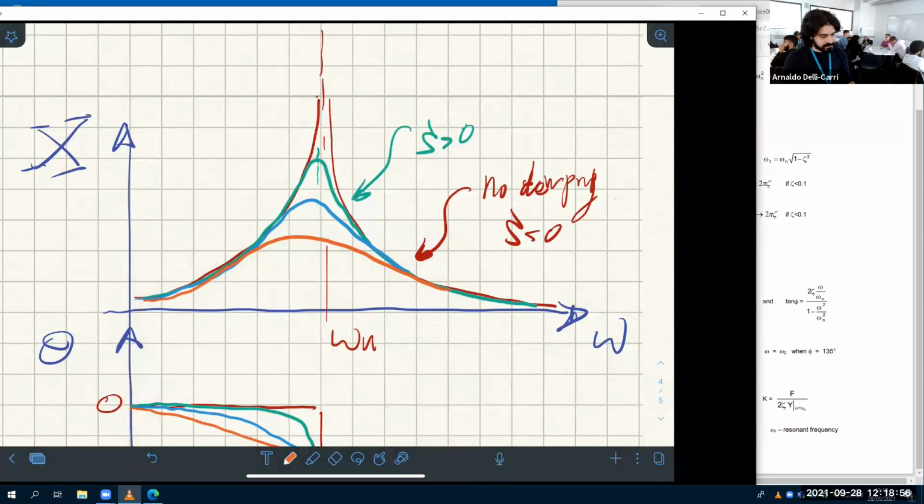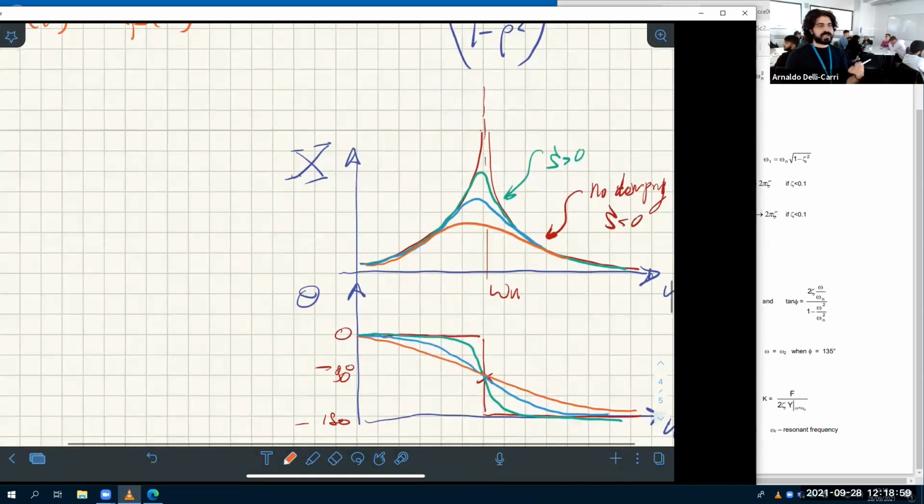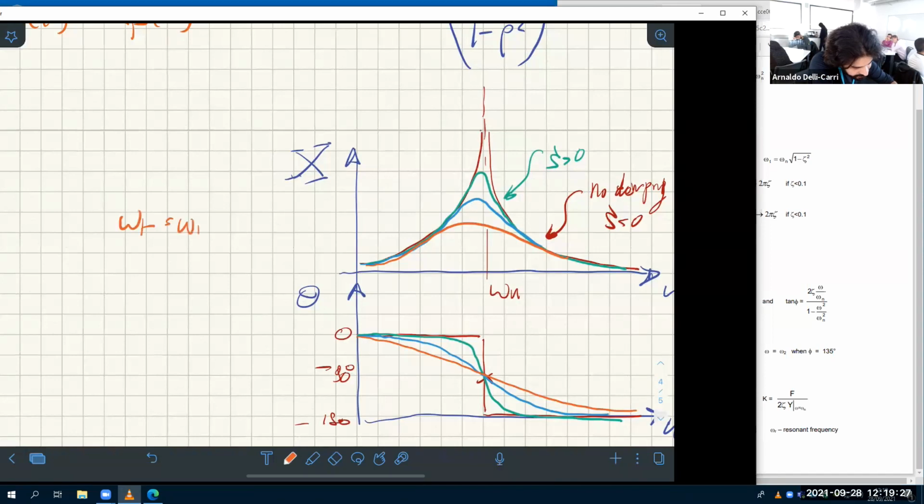So if there's no damping, the largest amplitude you find at omega n. If there is damping, the largest amplitude you find at a different omega. That different omega, we call it resonant frequency. Okay, so resonance, natural frequency, damped frequency. Make sure you learn the definitions. If I say at resonance, it doesn't mean when omega equals omega n. It means omega r is omega n times the square root of 1 minus 2 zeta squared. Okay, so this is another thing that you have to remember.